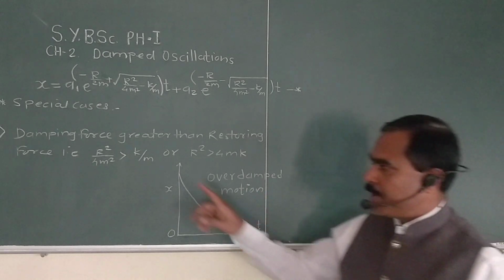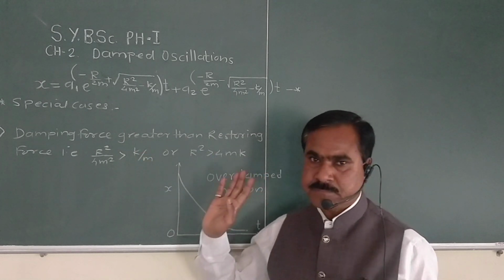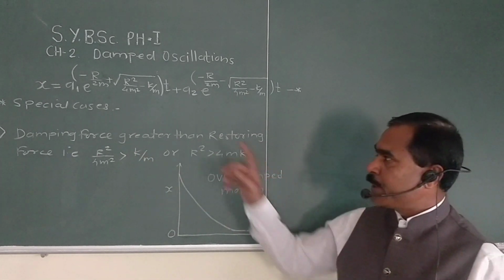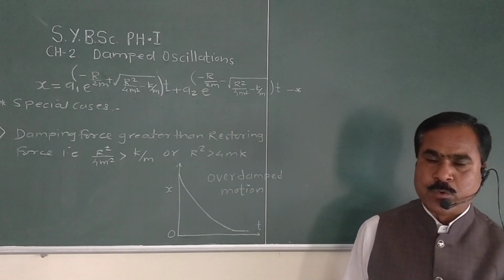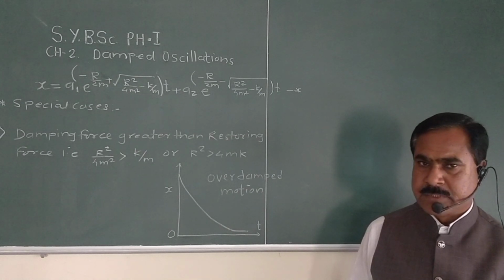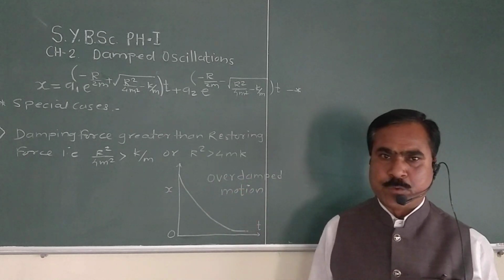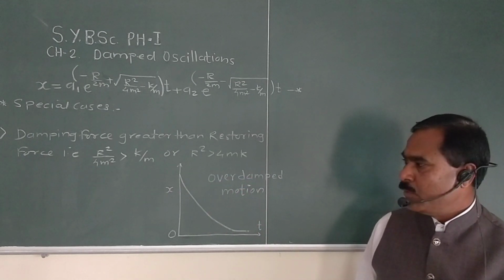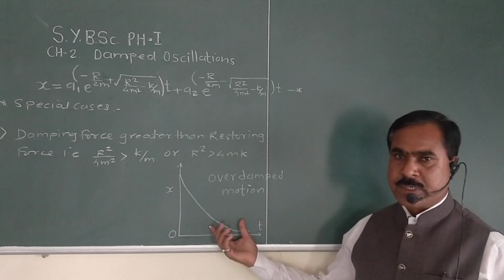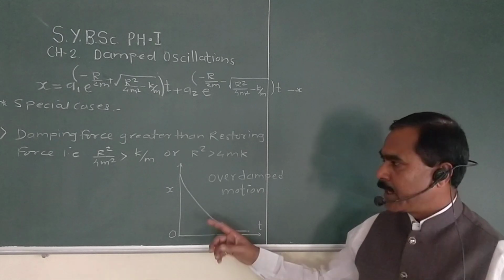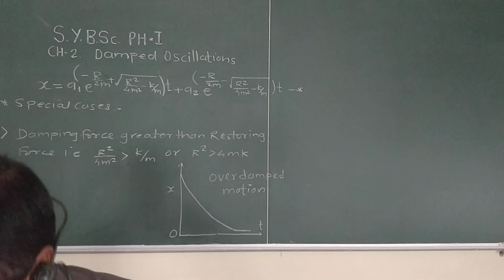That means in the first case, when we consider r square upon 4m square greater than k by m, both exponential terms are negative. That means amplitude decreases with time, right? So in this case the oscillator comes to the equilibrium position after a longer time without undergoing oscillatory motion. So this curve shows the overdamped motion of the oscillator, or case first. Then we consider case second.